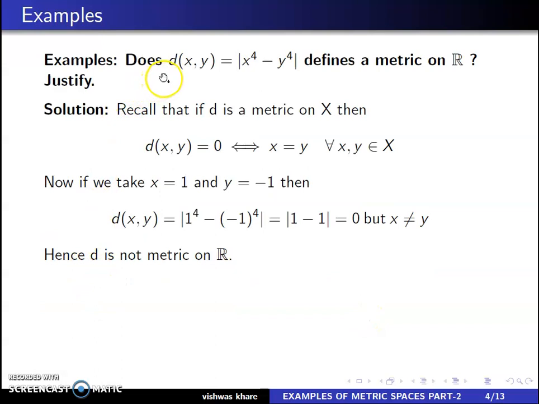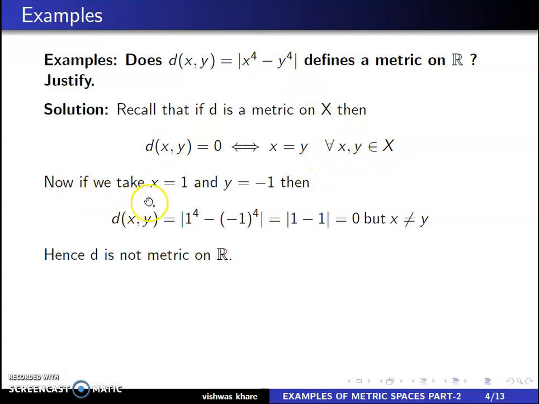Again, the same example: does d(x,y) equal to modulus of x to the power 4 minus y to the power 4 define a metric on R? Justify. So again we will have to check whether it is a metric on R. Recall that if d is a metric on X, then d(x,y) is equal to 0 if and only if x is equal to y, for all x, y belonging to X.